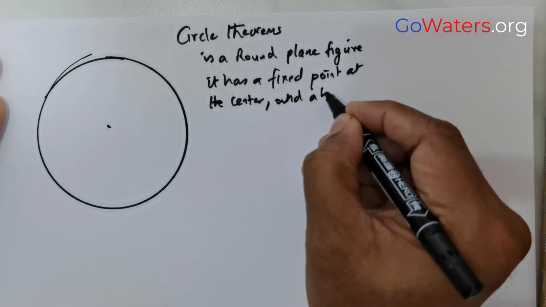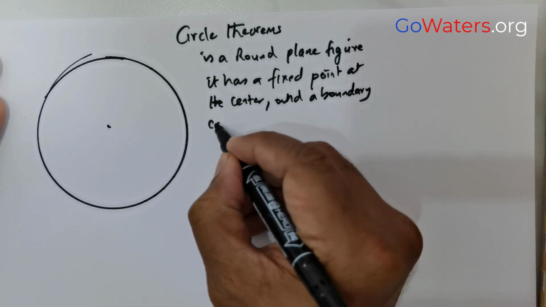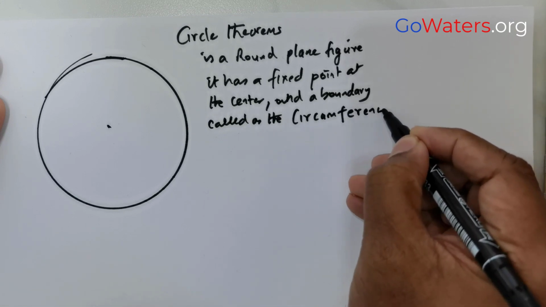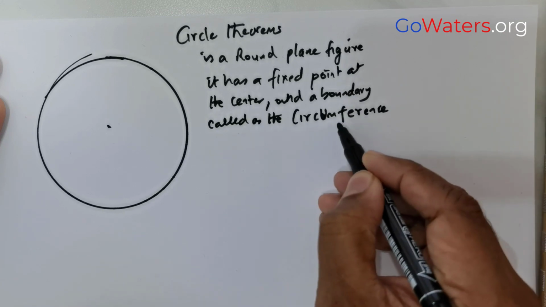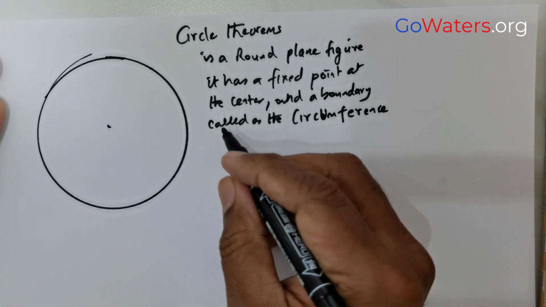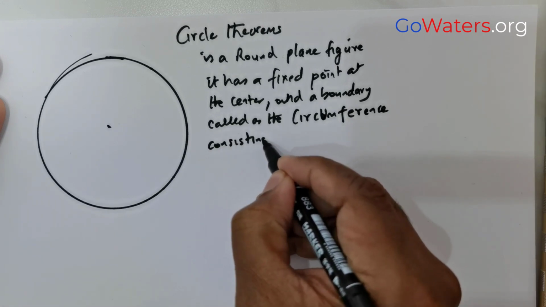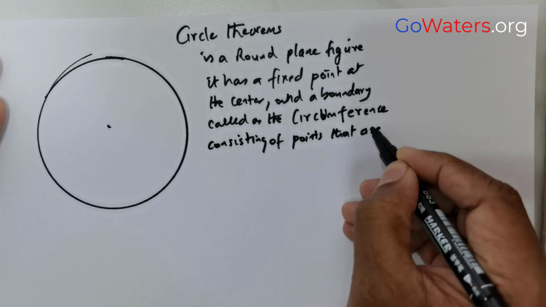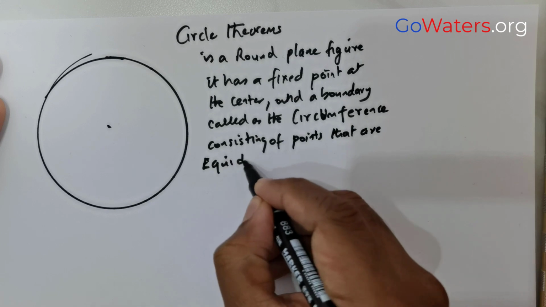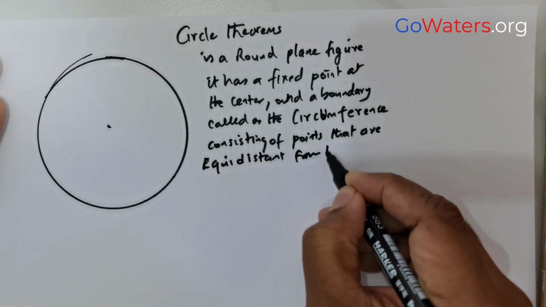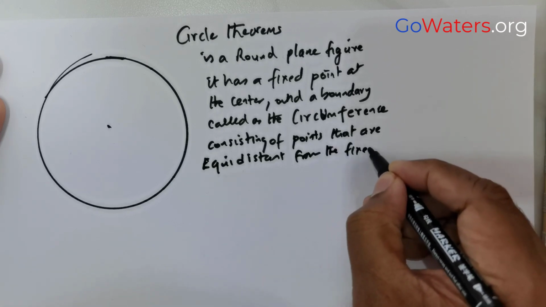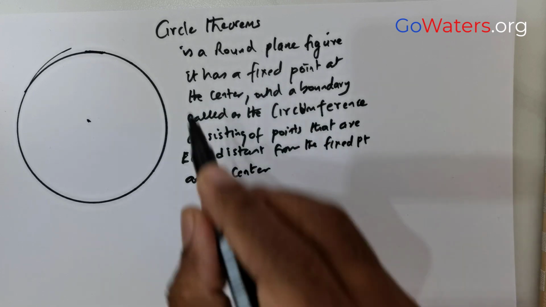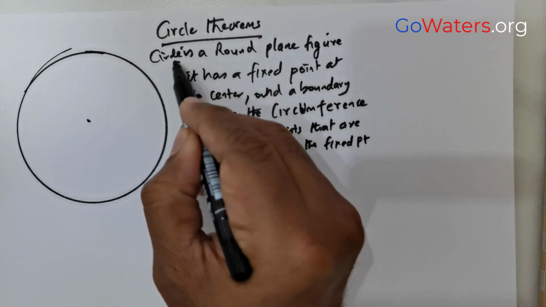and a boundary called the circumference. Okay, the spelling is critical, right? C-I-R-C-U-M-F-E-R-E-N-C-E. And a boundary called the circumference, consisting of points that are equidistant from the fixed point at the center. So this is the first and foremost definition or understanding you need about the circle.